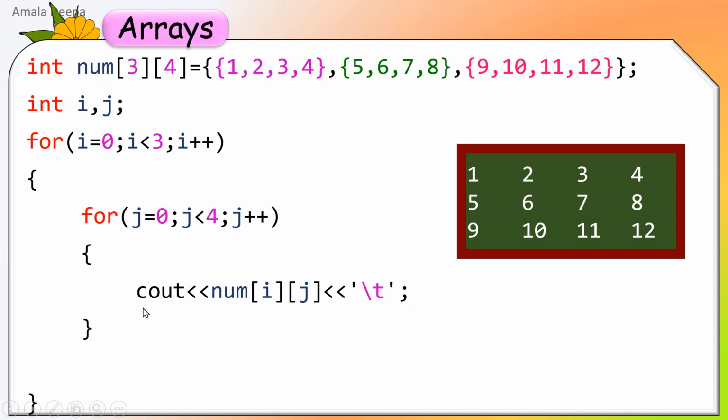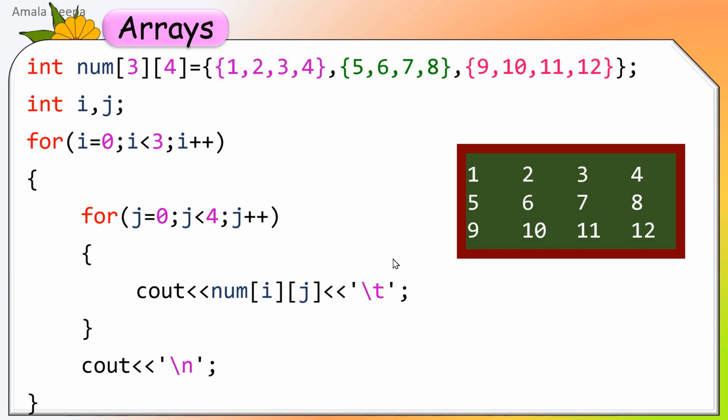The inner loop will print one row, and after the completion of one row, after the inner loop, you should give a new line so that each row is printed in a separate line. In this example, I have initialized this two-dimensional array during declaration itself. You can also initialize this array by getting input from the user during runtime. For that also, you use nested for loops. In the place of cout, you can give cin.